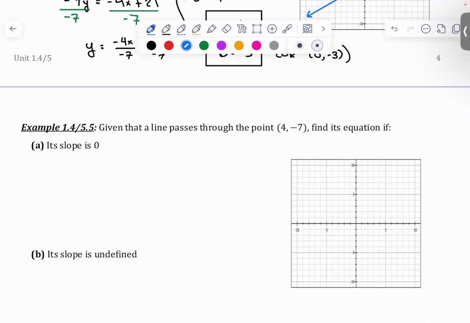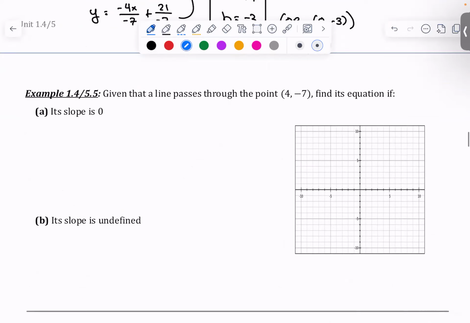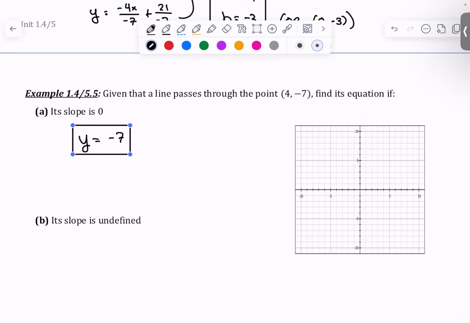So, given that a line passes through the point (4, negative 7), find its equation if its slope is 0 or if its slope is undefined. All right. So the answers are going to be y equals negative 7 and x equals 4. Those are going to be the answers. But why is that the case? And why did I know it so quickly?